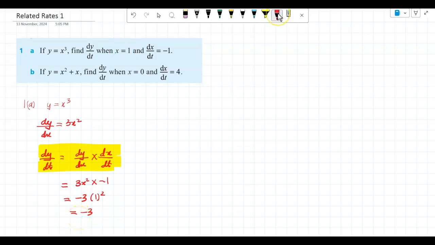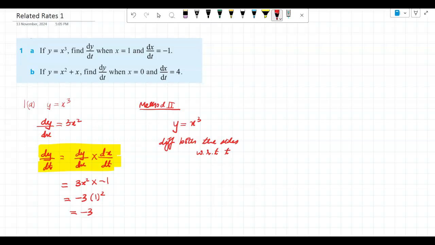There's one more way of doing it, method 2. This is substitution. This is using this formula. This is actually a chain rule formula that we have applied. Now method 2 is: if y is equal to x cube, you differentiate both the sides with respect to t, using chain rule.